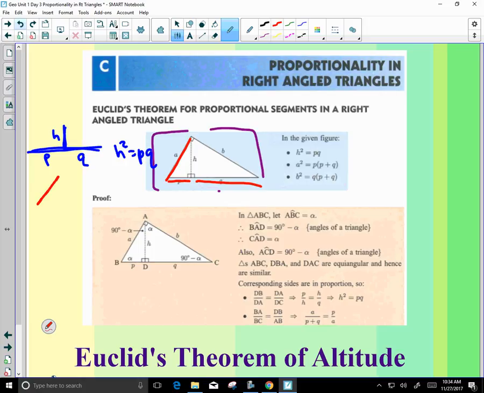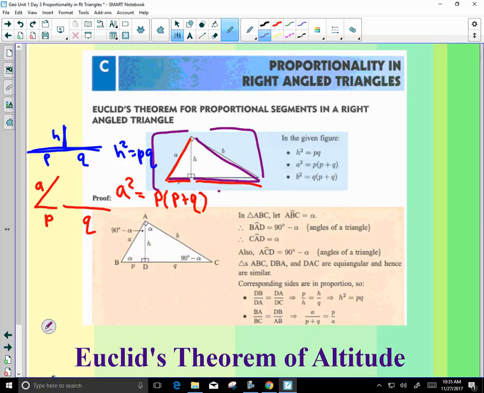Another one that we're going to have, and I'll use red here, is A squared. Here's P, Q, here's A. So A squared is going to be the adjacent leg to A, P, times the whole length C, or P plus Q. That's the same as length C. And then the last one is B.